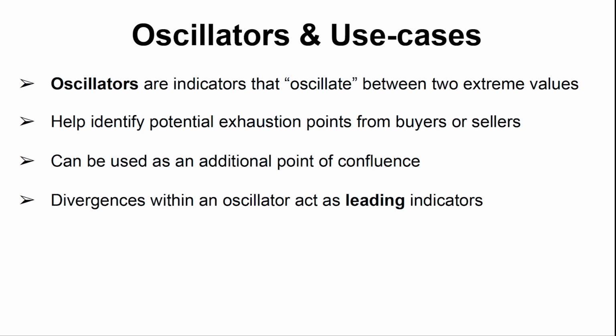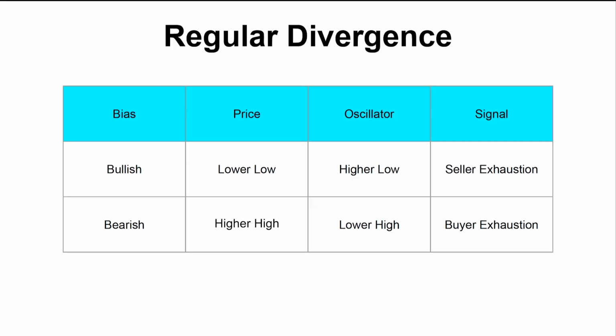Now, the last thing I do want to touch on are divergences, or divs for short. Divergences, by definition, are an additional point of information that we can glean from using oscillators. When an oscillator diverges from price action, it's a clear indication that something's going on in the background. The most important thing to remember with divergences is that they act as potential leading indicators for price. With that said, let's move on and look at the two types of divergences.